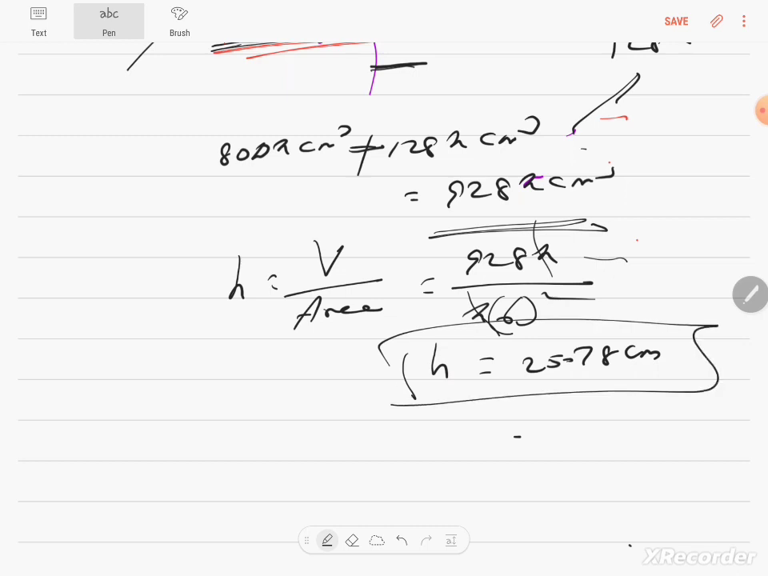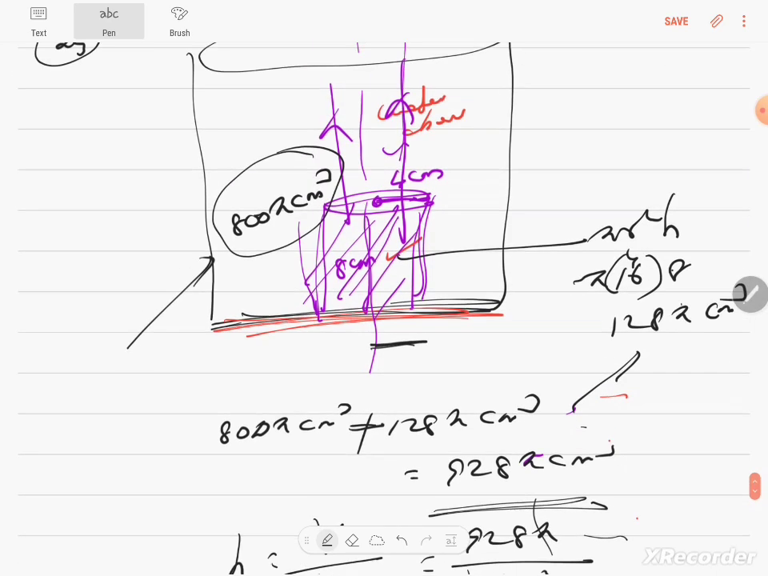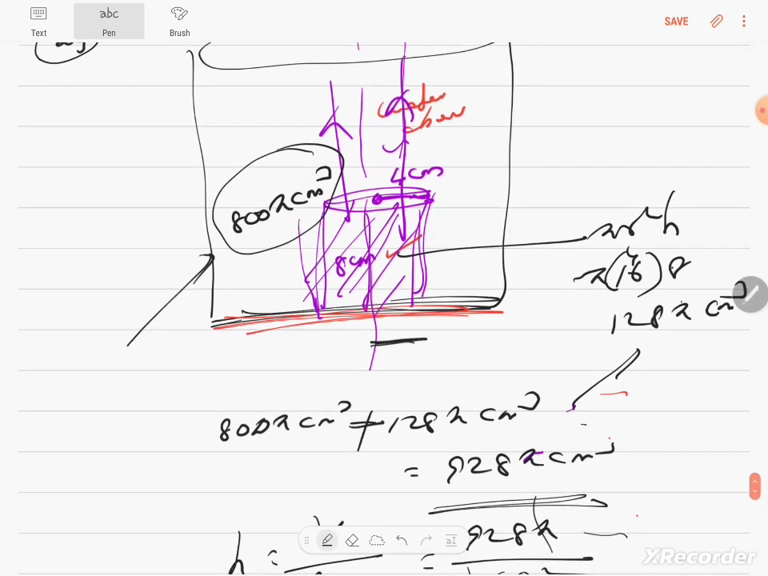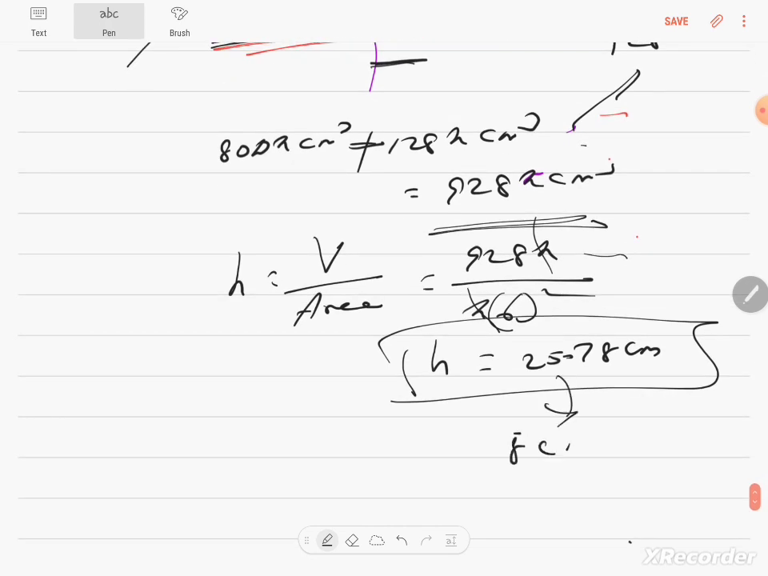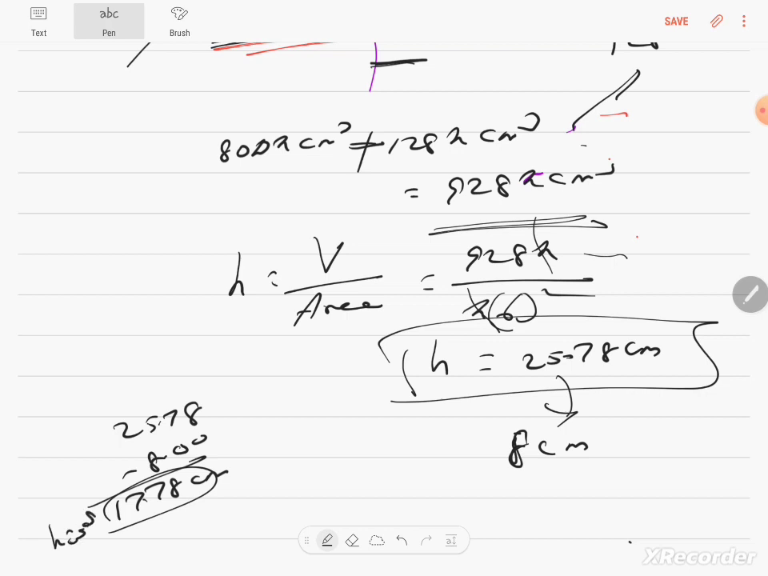So to get the final height, once you drop something, the volume will only get added. With the added volume only, you can find the final height. Now you know what is the level of the glass? 8 centimeter. So in this 8 centimeter is the glass, and subtracted, you get the height of the water level above it. So 25.78 minus 8 centimeter will give me 17.78 centimeter. That will be the height of the water above the glass.